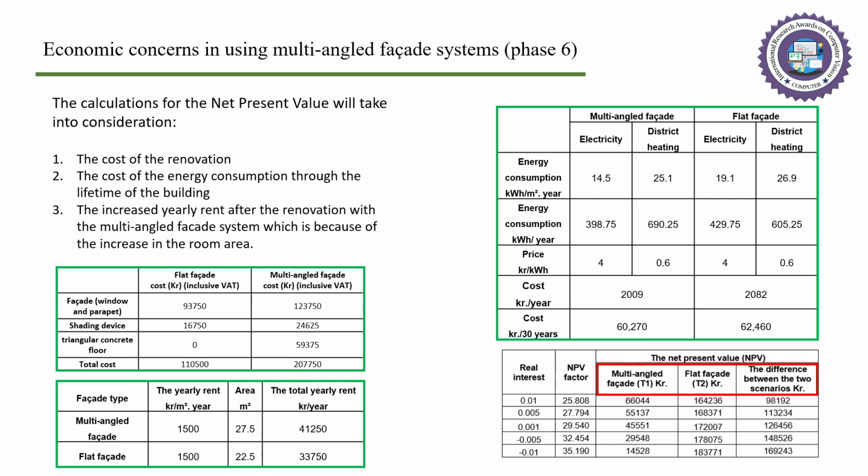The net present value for the renovation with a flat facade is higher by about 148% to 1,200% for the different real interest values, compared with the net present value of these costs for the renovation with the multi-angled facade, as shown in the tables at the bottom left.